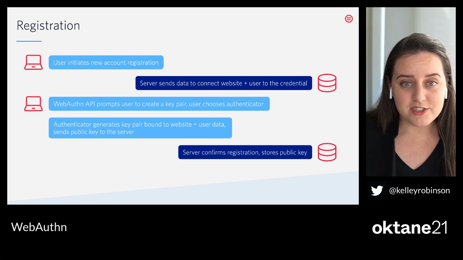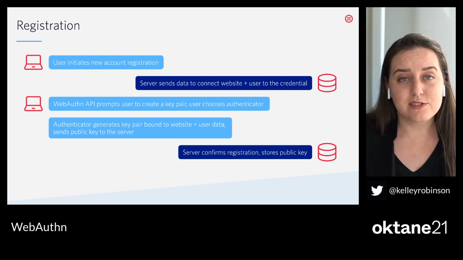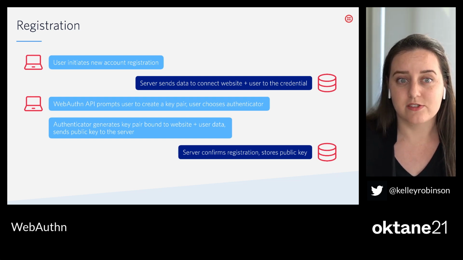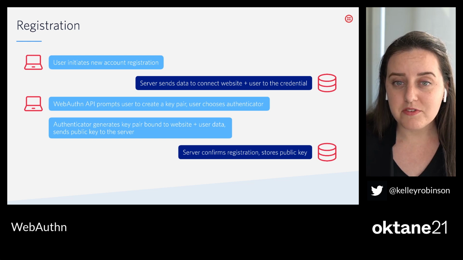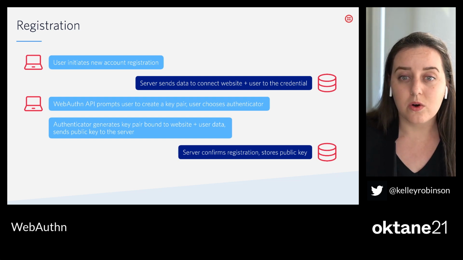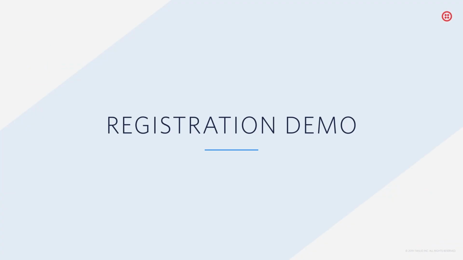For a registration, the important things to note are that a server is going to send details about the website, and that's to help scope the authentication credential in order to only work with that website, to create that scoped credential. And then after the authenticator creates a key pair, only the public key gets sent back to the server. And let's take a look at a quick demo to see how that works.